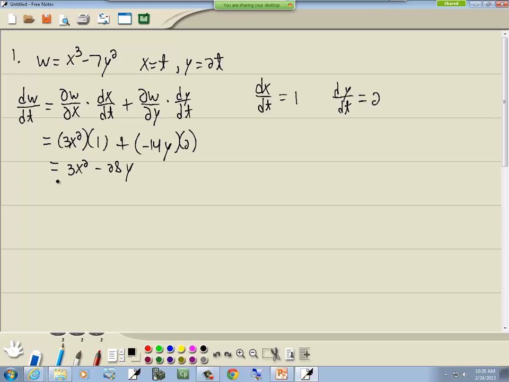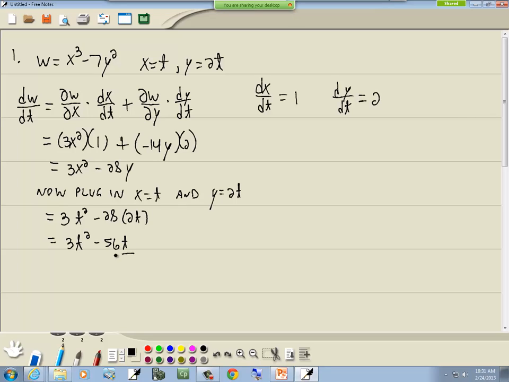But up here, we know what x and y are. So we'll now plug in x is equal to t and y is equal to 2t. So the x squared becomes t squared minus 28, and the y there becomes 2t, which gives us 3t squared minus 56t. Assuming no basic math error.